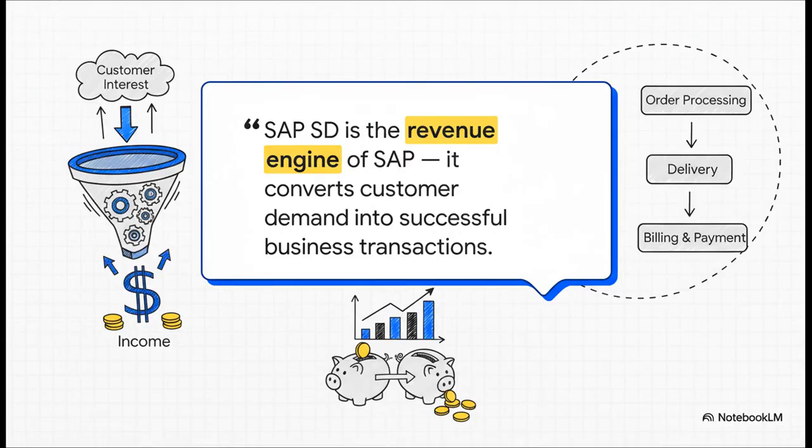This quote right here really just nails it. SAP SD isn't just some boring administrative tool. It's the revenue engine. Think about that. While other systems are busy managing costs or tracking inventory, SD is the direct link between a customer wanting something and the company making a profit. Its flawless operation is absolutely non-negotiable.